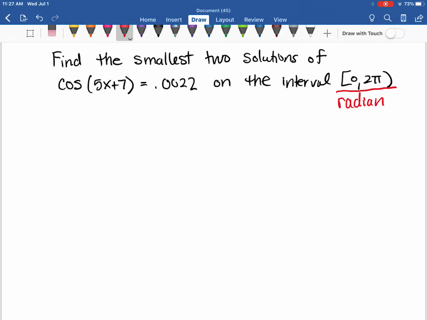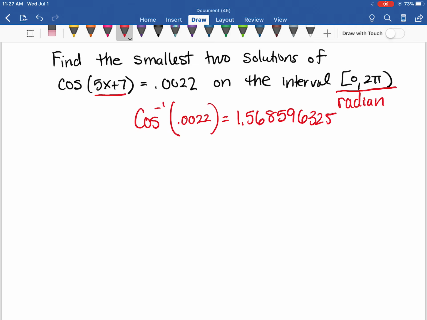Okay, so the first thing I'm going to do is figure out what angle I would plug in for cosine, represented by 5x plus 7, so that I get out a ratio of 0.0022. I'm going to solve for 5x plus 7 by using inverse cosine. When I put in 0.0022 for inverse cosine, I find that my angle in radians is 1.568596325.